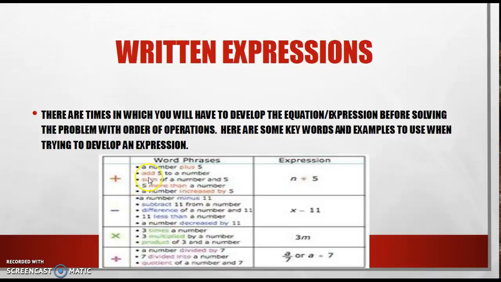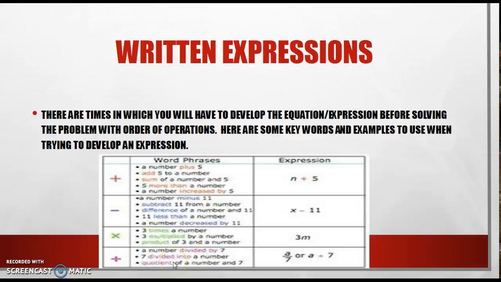With addition, you're looking for the words plus, add, sum, more than, increase by. And those are some of the words to look for with addition. With subtraction: minus, subtract, difference, less than, decrease by. For multiplication: times, multiplied, or product of. And with division, it'll say divided by, divided into, or quotient.